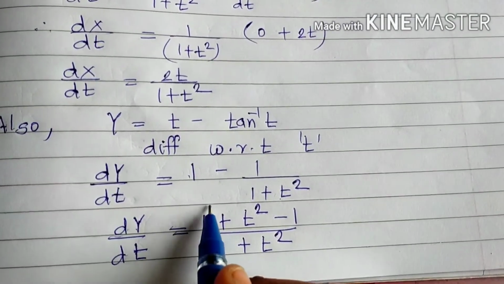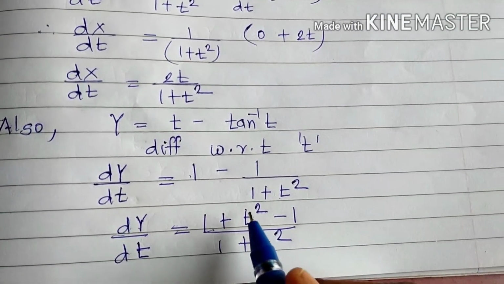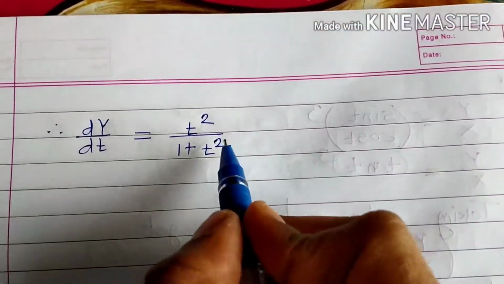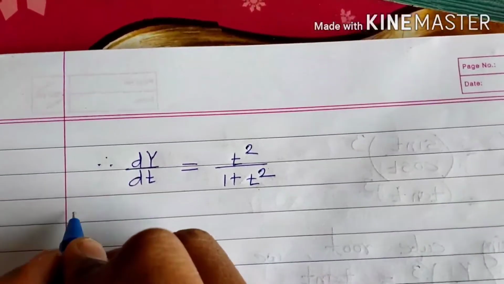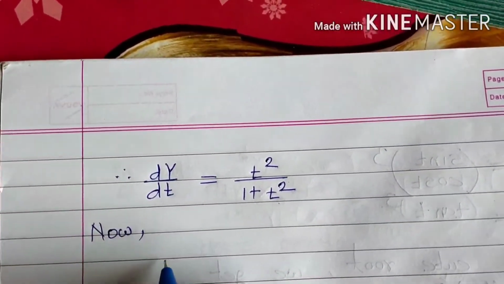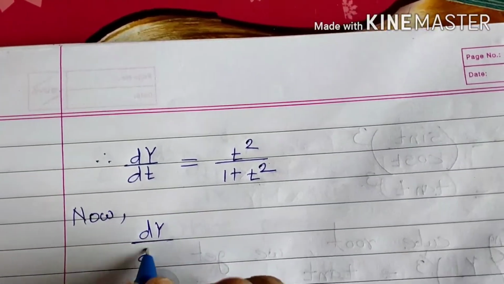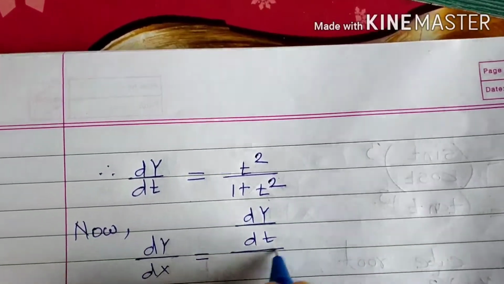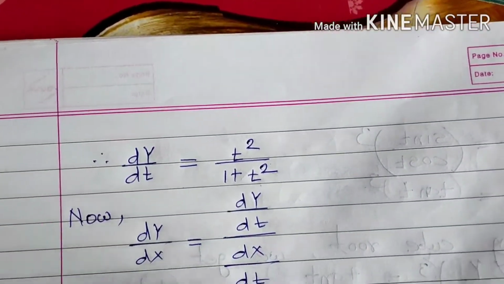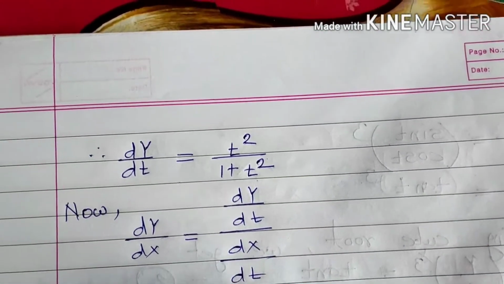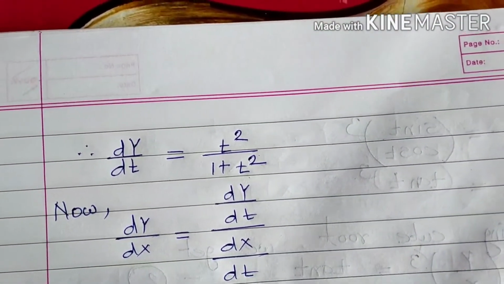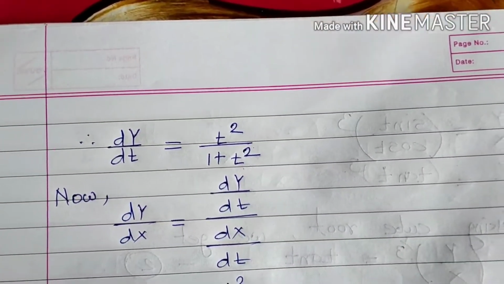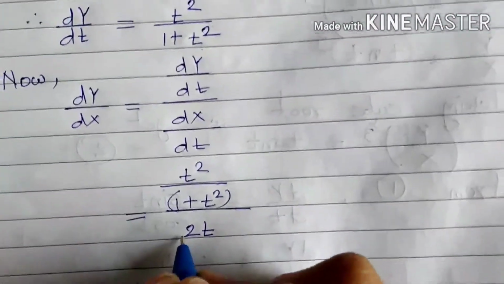So we get only t square upon 1 plus t square, since 1 cancels and plus 1 minus 1 vanishes. Therefore dy upon dt is equal to t square upon 1 plus t square. Now use the theorem: dy upon dx is equal to dy upon dt divided by dx upon dt. Now put values here. Dy upon dt is t square upon 1 plus t square. Value of dx upon dt is 2t upon 1 plus t square.